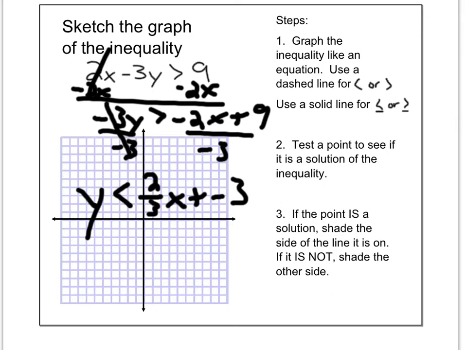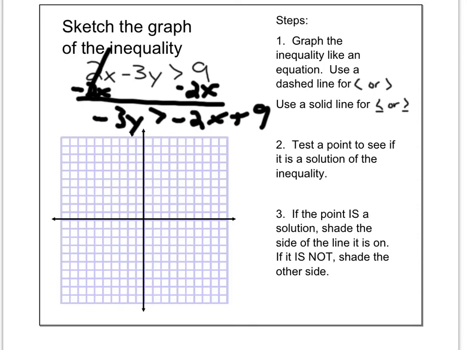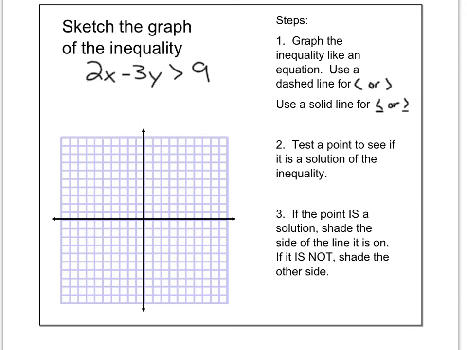And you're going to want to pause this and write this down where you have room. So this is my inequality I'm going to graph: y is less than 2/3 x plus -3. Again, we have y is less than 2/3 x plus -3. And this is what I'm going to graph.